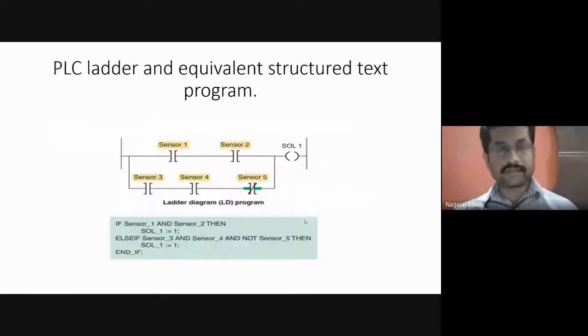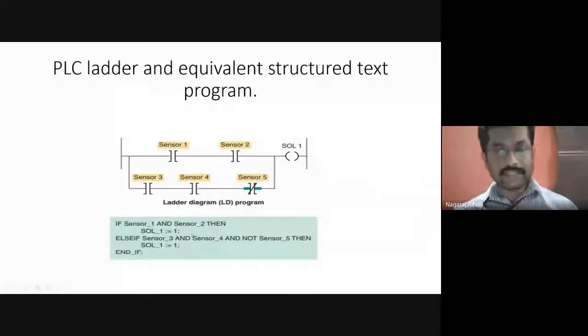This is our ladder rung diagram. Sensor 1 and sensor 2, when they are activated, will activate our solenoid valve 1. Or when sensor 3 and sensor 4 and not sensor 5 are activated, then also it activates our solenoid valve. That is written in the form of a program. This is our ladder diagram.